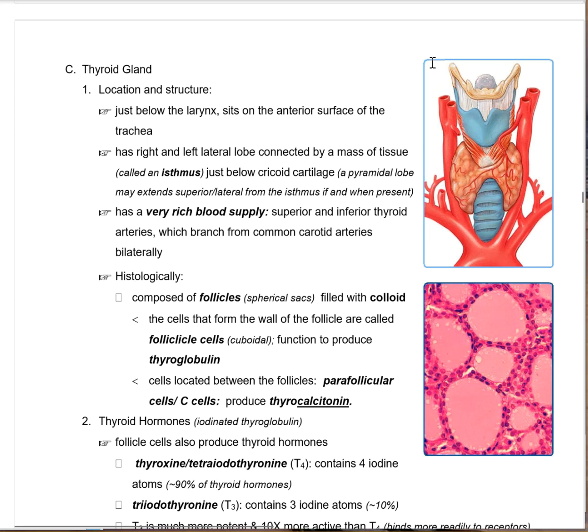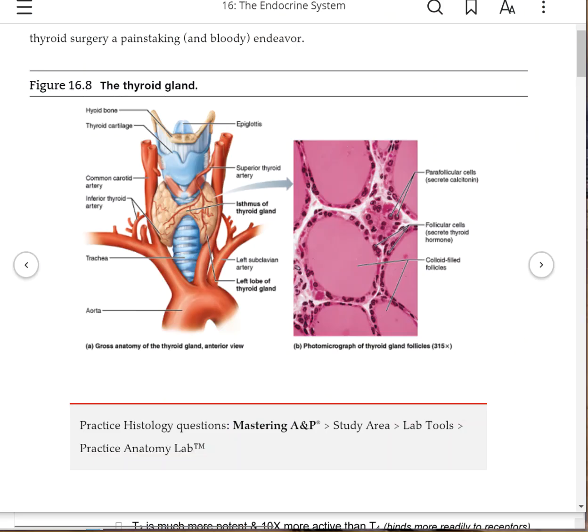By the way, both pictures are on page 617 of your book. I think I have them up right now on the book. There we go. Thyroid gland and a picture of the thyroid gland inside. And this is what you looked at in lab in week 1. So that should look somewhat familiar to you. Okay, so we will flick back here to our notes.